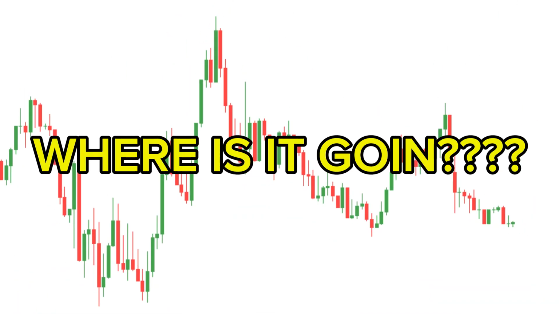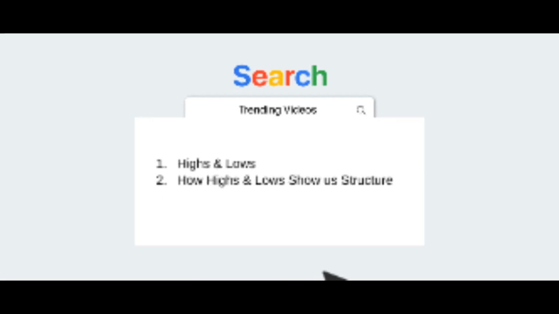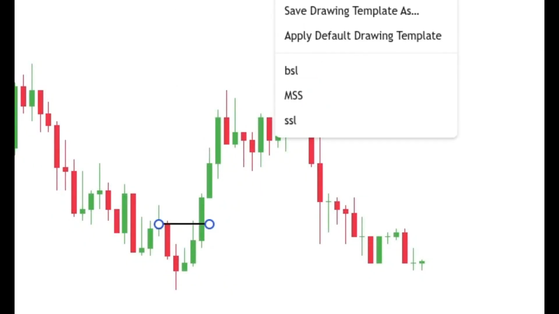If you're struggling with market structure and struggling with which direction the market is going, then you're probably missing these key elements that are very simple but very important. That's why I'm going to show you exactly how to identify market structure so you can increase your probability and trade in the correct direction.